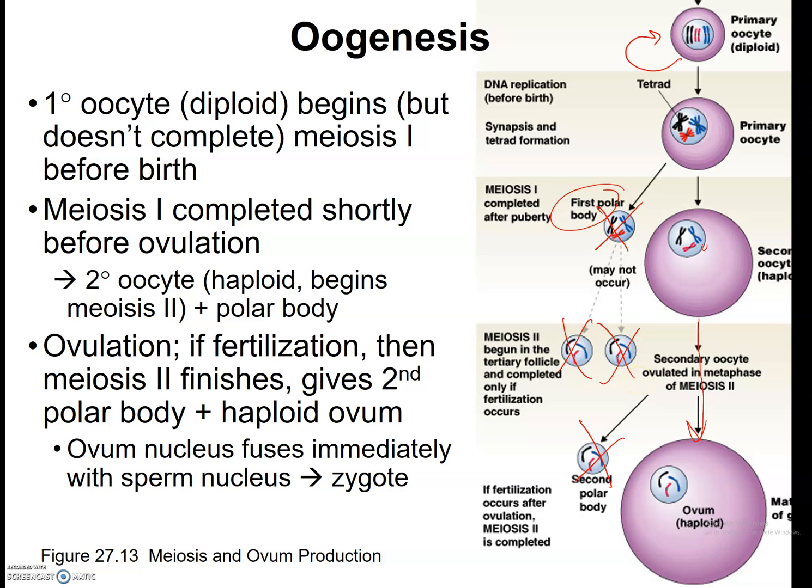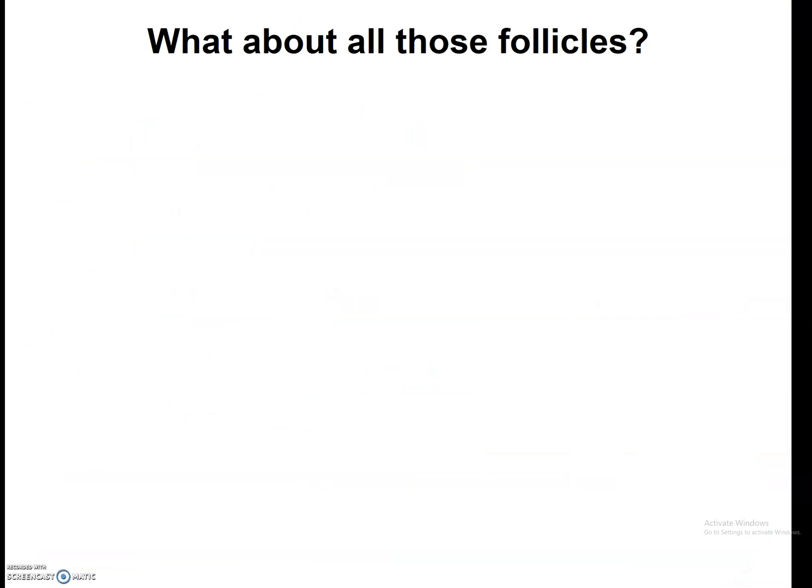So meiosis 1 is completed shortly before ovulation. The first division happens, and then the cell just sits there, right? And that happens before birth. You have to wait for puberty before meiosis 1 completes. Ovulation then, and then fertilization can occur after meiosis 2 happens. And then, of course, after fertilization occurs, you end up with a zygote.